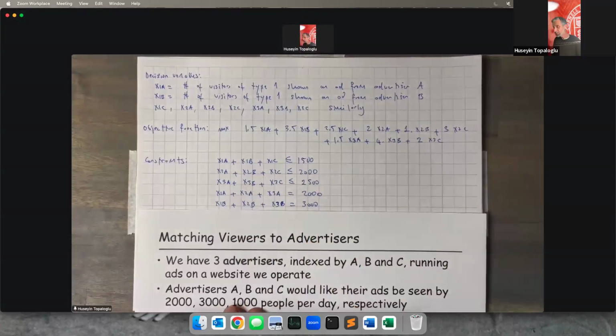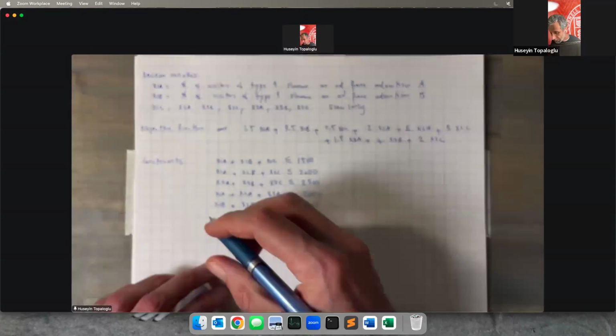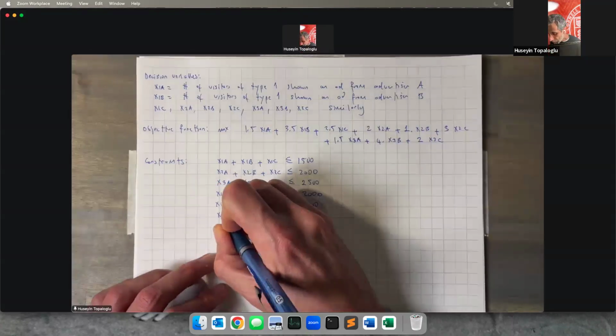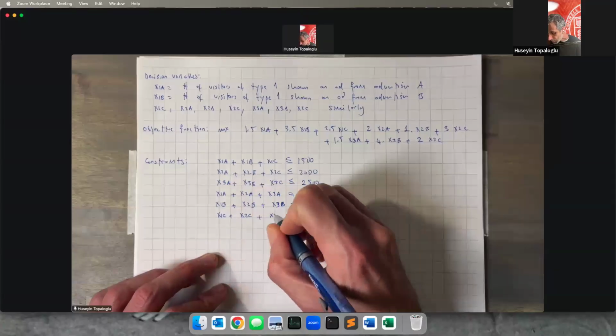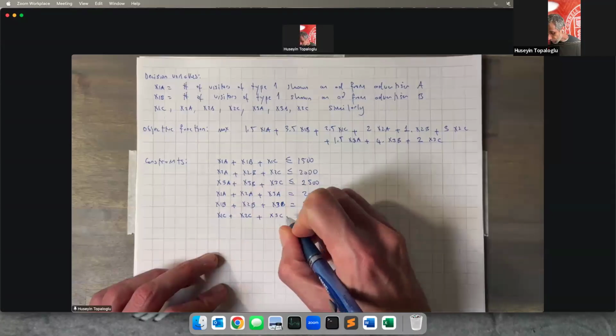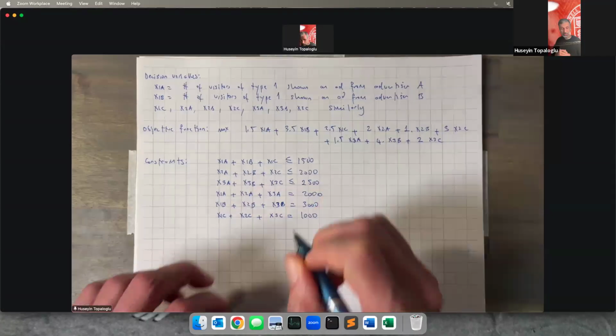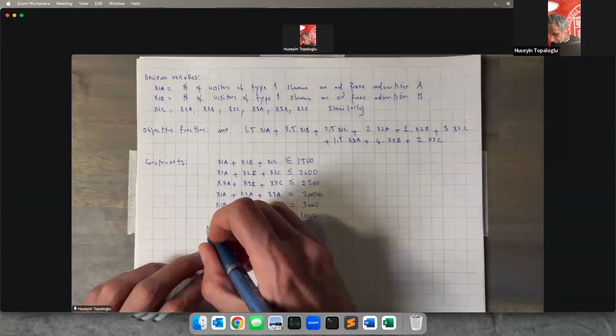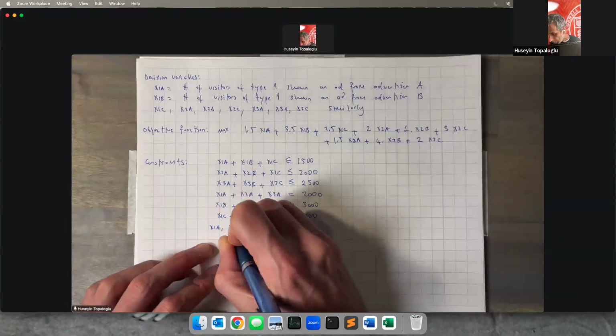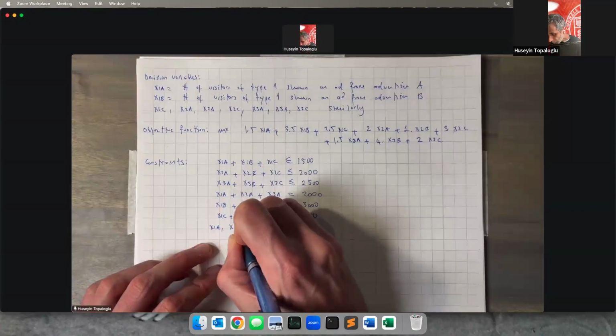And the desired number of viewers for advertiser C is 1,000. Let's take care of that. Number of visitors of type 1 seeing an ad from advertiser C, type 2 seeing an ad from advertiser C, type 3 seeing an ad from advertiser C. That should be equal to the desired number of viewers by advertiser C. And all of our decision variables are non-negative. So let me just write all the decision variables.